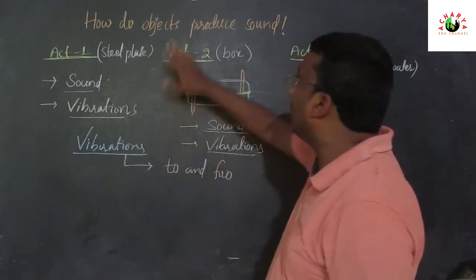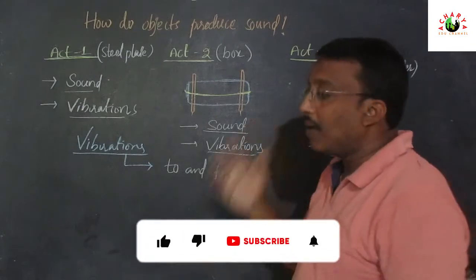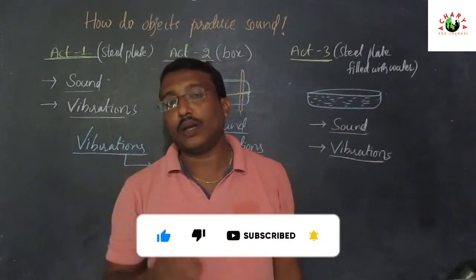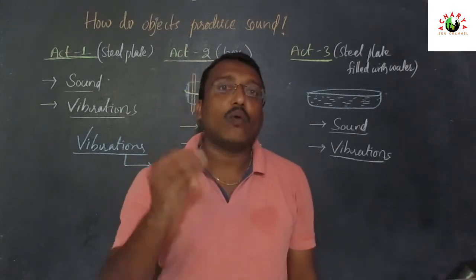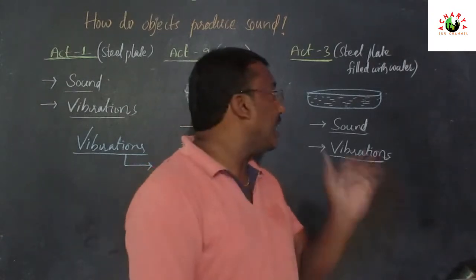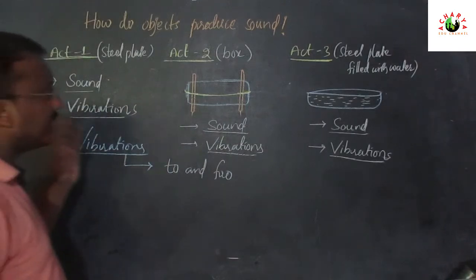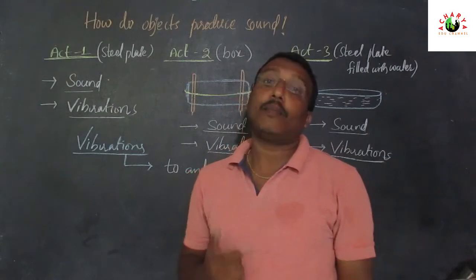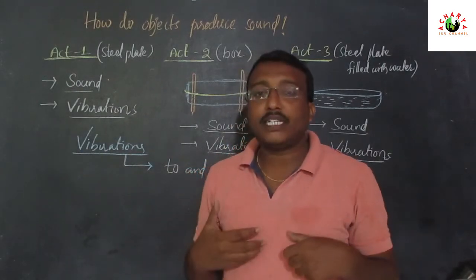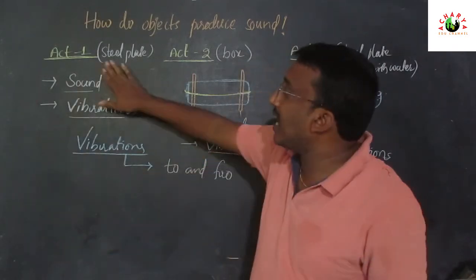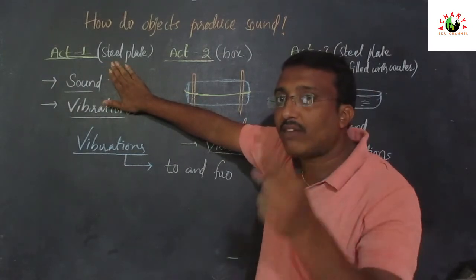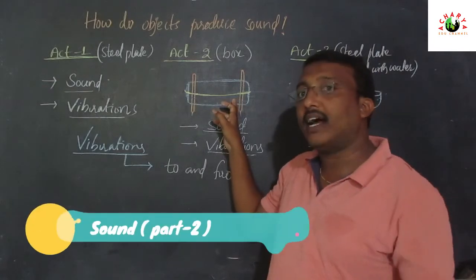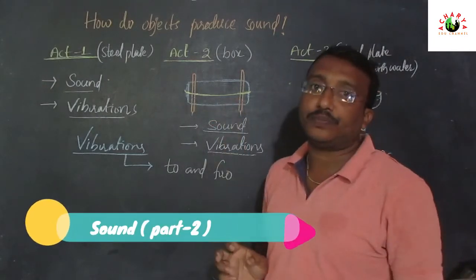This is our answer. Then how do objects produce sound? By vibrating. Vibrating objects can produce sound. And one more thing: in a few cases, we can see the vibrations, but in most cases, we can only sense the vibrations. In the case of the steel plate, we can't see the vibrations but we can sense them. But in the case of a stretched rubber band, we can see the vibrations also.